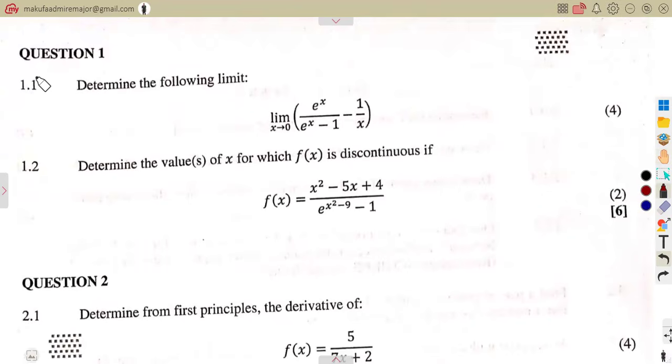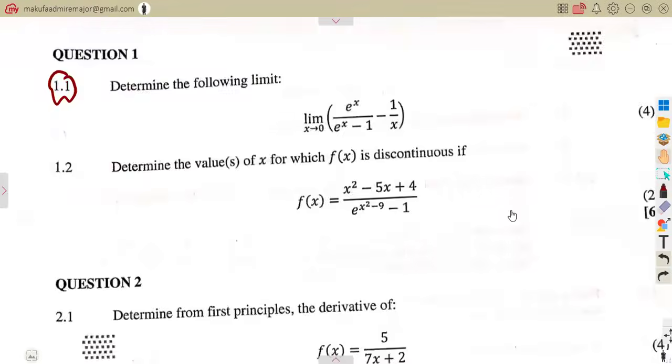On question number 1.1, we're given: determine the following limit. That was our limit, and we are given 4 marks for that. Let's check how we are supposed to attempt this typical question. We are to determine the limit as x approaches 0 of e to the exponent of x over e to the exponent of x minus 1, minus 1 over x.